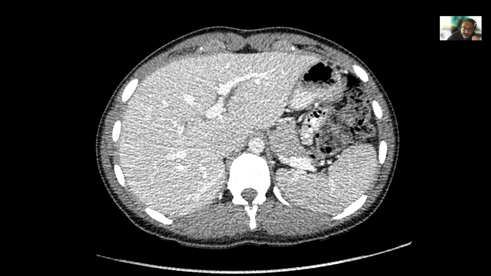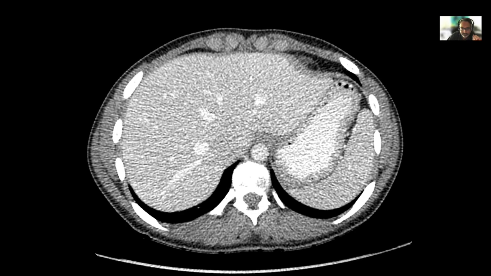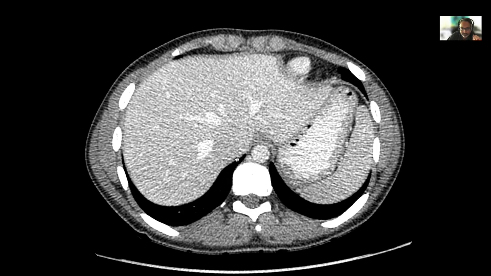if I keep moving up, now the hepatic veins, you'll notice, will start converging in and drain into the IVC. So if I keep moving up, these are the hepatic veins. You see these hepatic veins? These hepatic veins are coming.